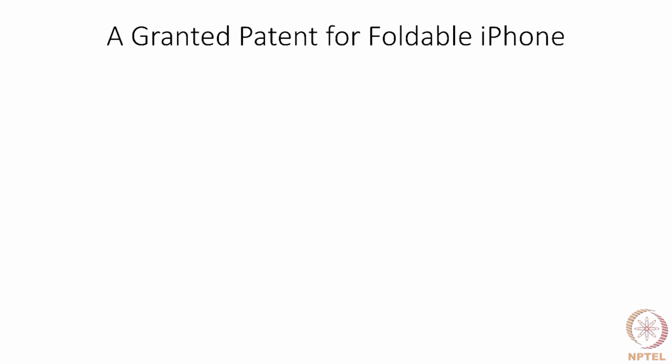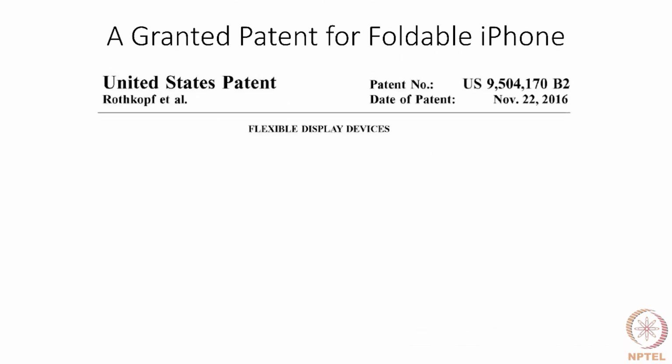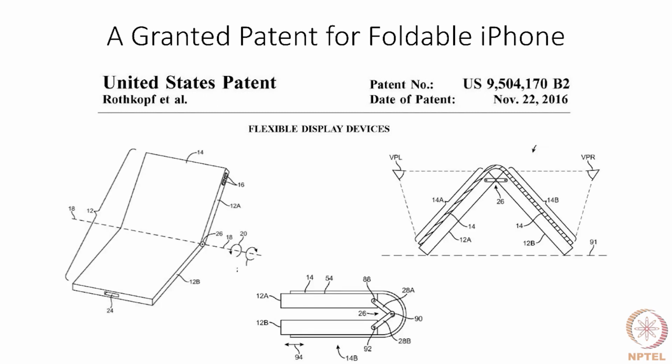Now let's look at a patent granted for a foldable iPhone. This is a patent that has been granted to Apple. That's the patent number for you. And this is what the phone is about. It's a flexible iPhone.